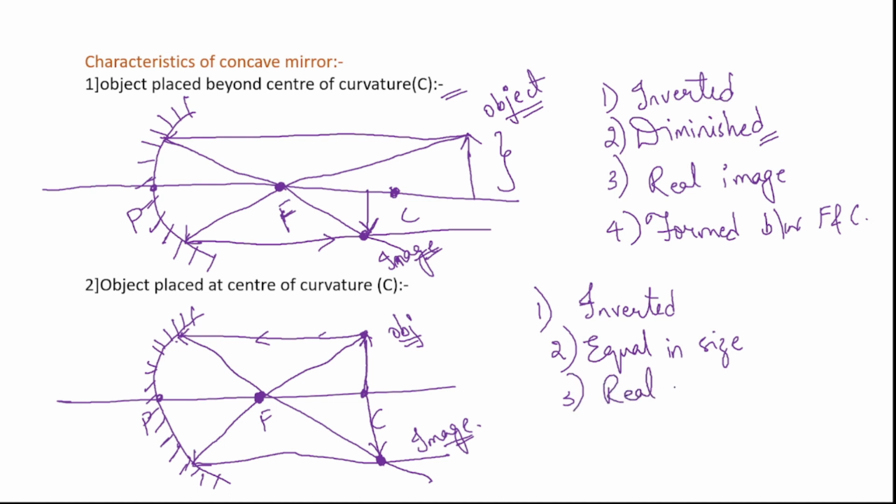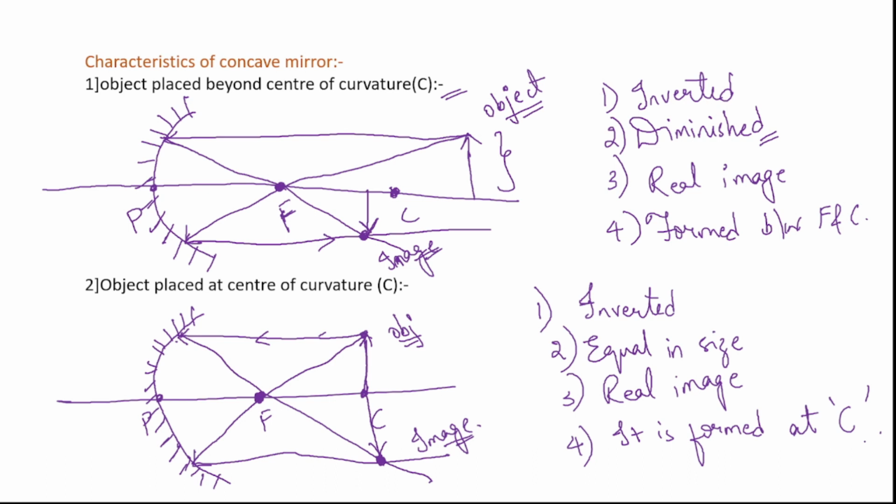It can be seen on the screen, right? Next, it is formed at center of curvature, right? The object is placed at center of curvature and the image is also formed at center of curvature. So these are the four characteristics of the image when the object is placed at center of curvature.